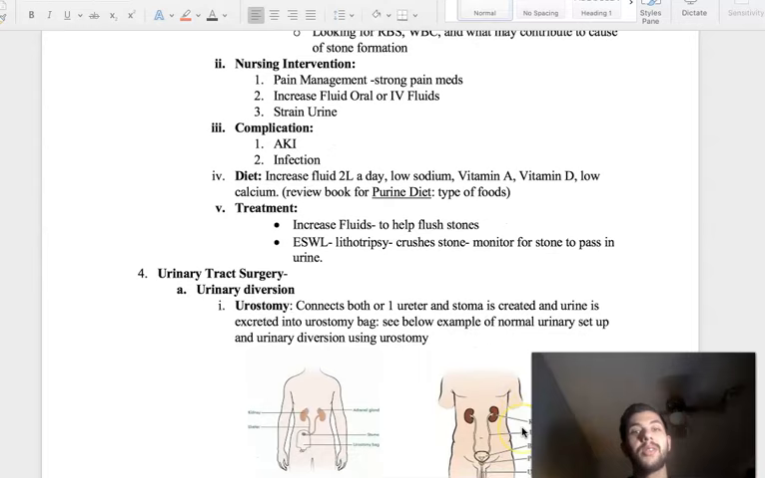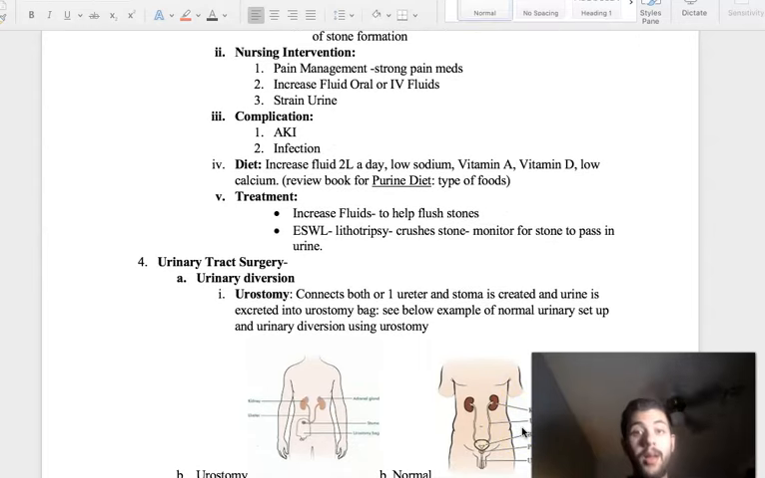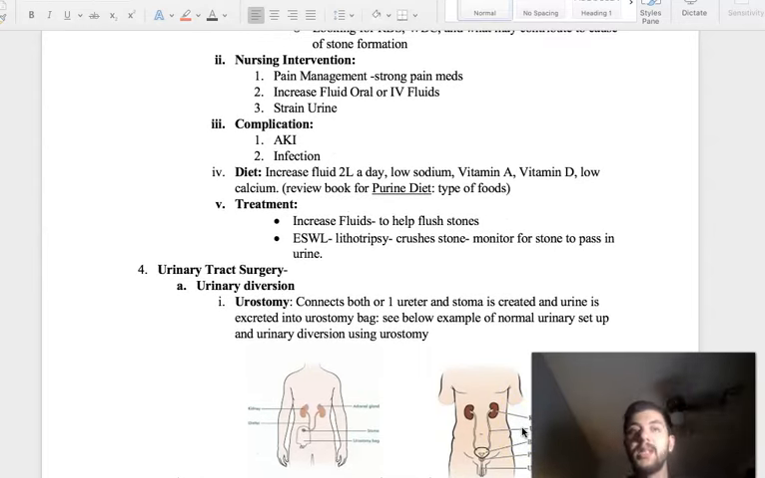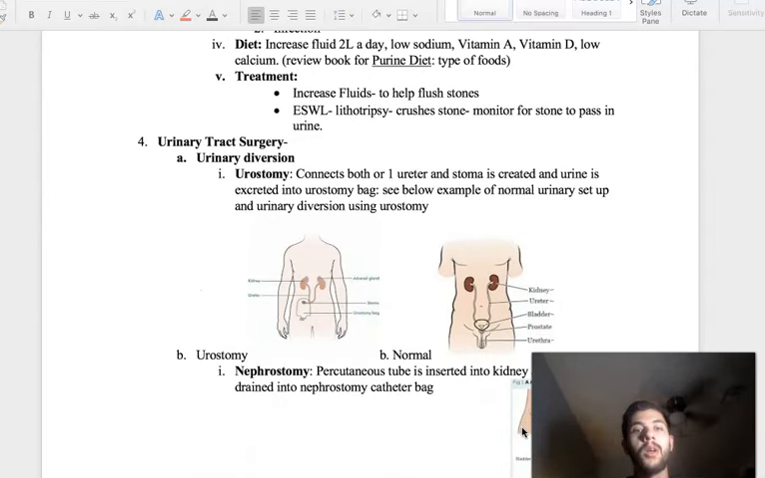The diet is going to be increased fluid, 2 liters a day, low sodium, low vitamin A, low vitamin D, and low calcium. And the treatment, oh, that was the treatment. All of these that I told you about, the diet, the fluids, and crushing the stone. Monitor for stones to pass through the urine so you can see them.